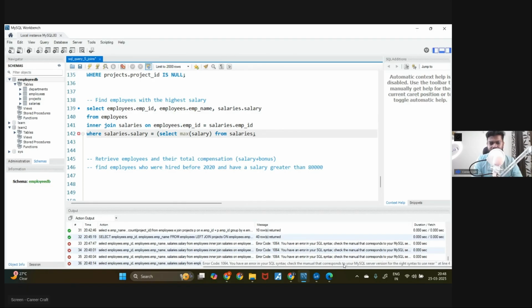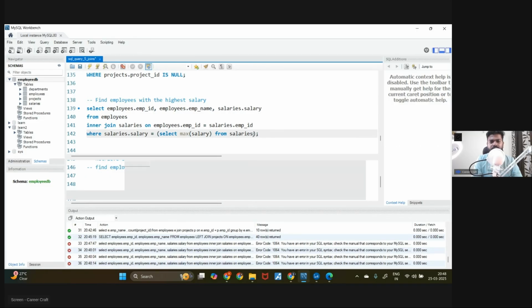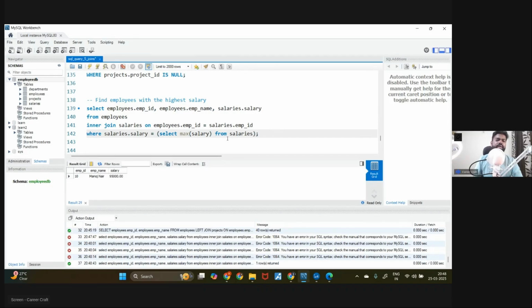You have an error in SQL syntax. Check the manual. What is the syntax issue that I am having? Where salaries dot salary is equal to select max salary from salaries. Salaries, that is correct. Okay, this bracket. Okay, so here it is.